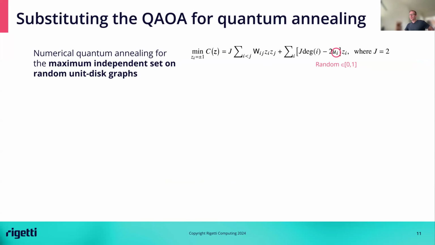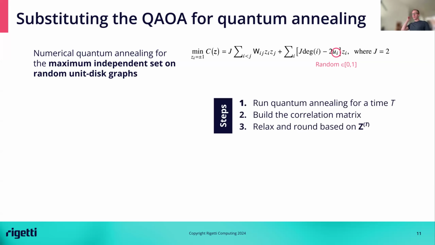Okay, so it's been a lot about the QAOA so far, and so I want to show here that we can replace the QAOA by quantum annealing. And I'll do that by solving another type of problem, which is a maximum independent set on random unit disk graphs. And these graphs and this problem is relevant, let's say, for people working with Rydberg atoms, for example, like the Lukin group at Harvard.